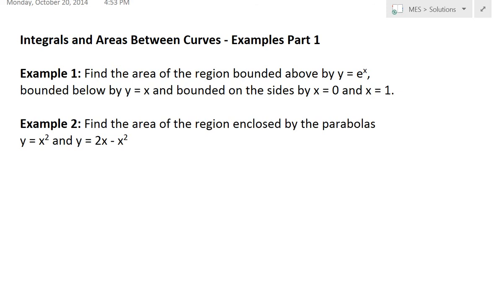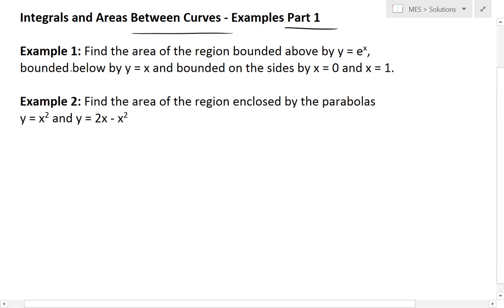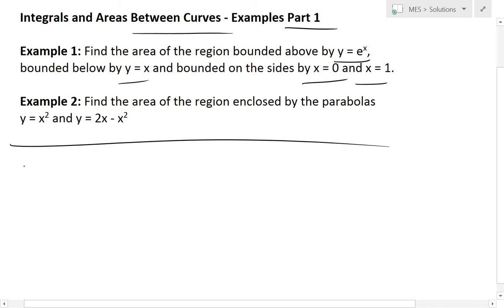Trying to discuss further into integrals and areas between curves, and now look at some examples. This is part 1 of the example series, and I'll solve these two examples. I'll go over example 1 first, which states: find the area of the region bounded above by y equals e^x, bounded below by y equals x, and bounded on the sides by x equals 0 and x equals 1. So I'll go example 1 right now.